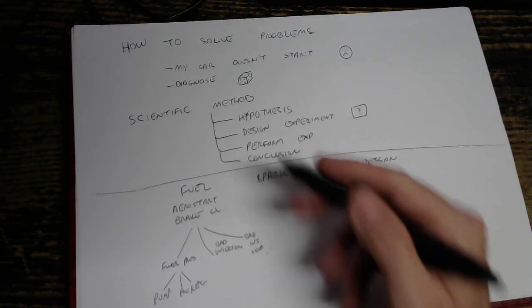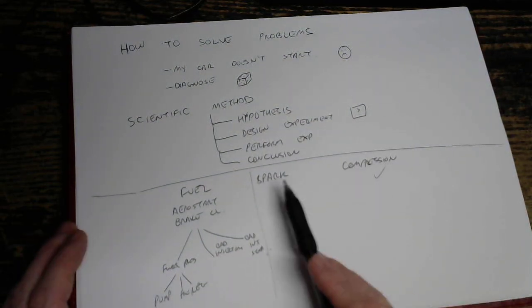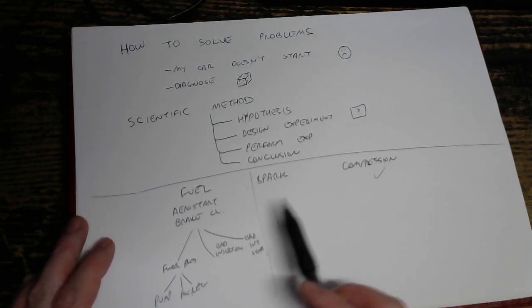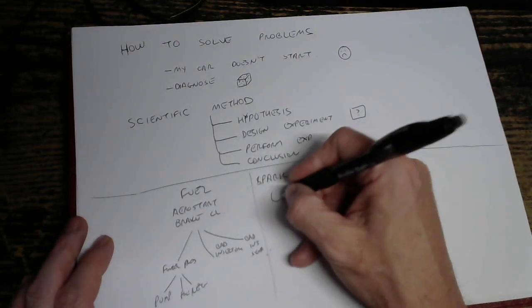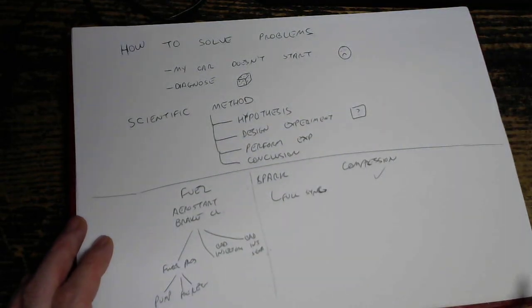Now, I might just follow this example through for the sake of argument. If you don't have spark, then it could be an ignition problem. But in an EFI system, that could also mean that the ECU doesn't have a good trigger from the crank or the cam angle sensor. One of the reasons I like aftermarket ECUs is the amount of diagnostics that you've got available. So you can see if you've got full sync. If you've got full sync and you don't have spark, then you can look at the signal from the ECU.